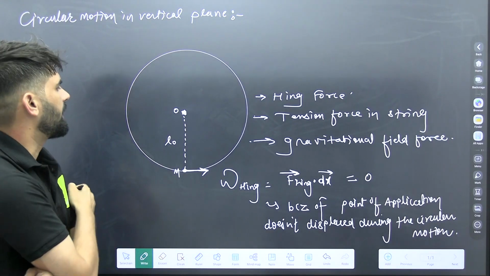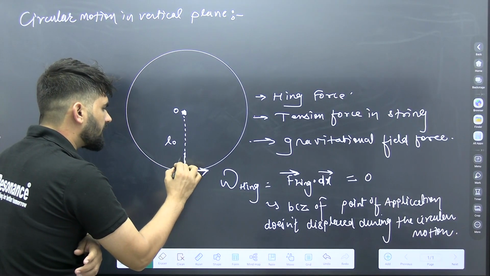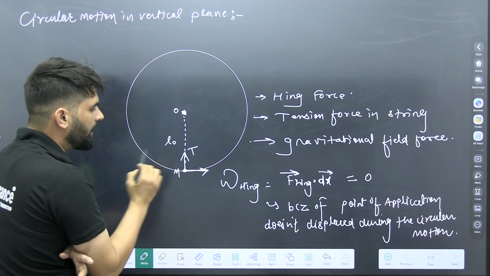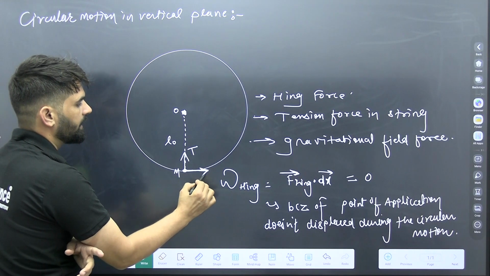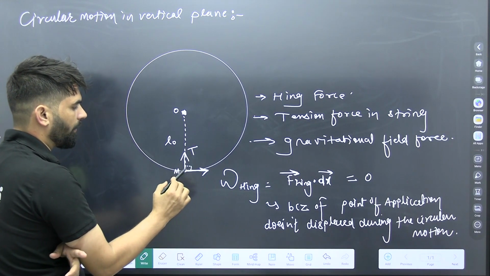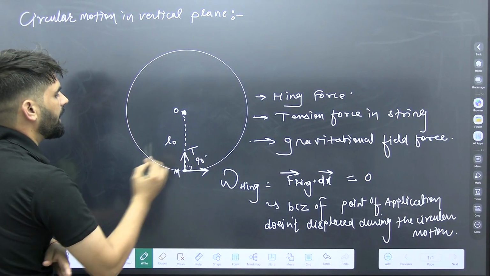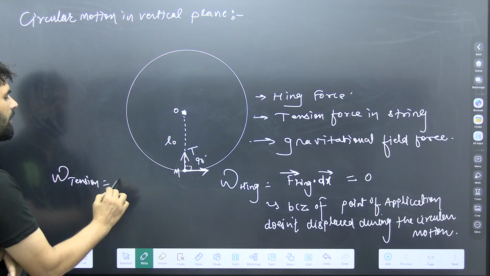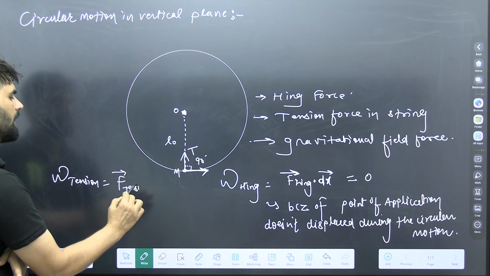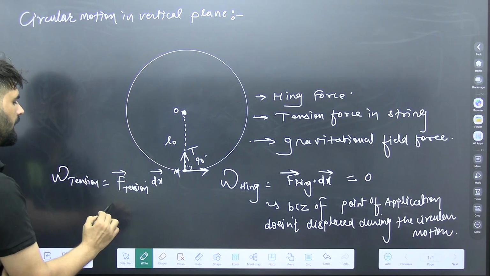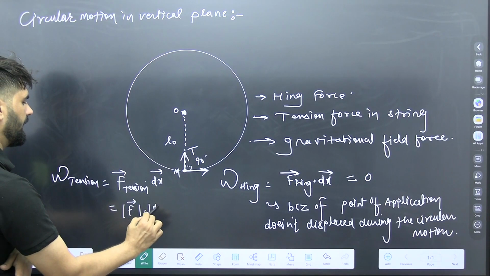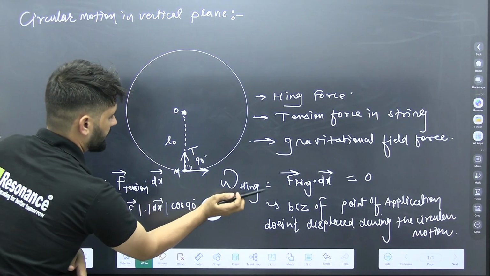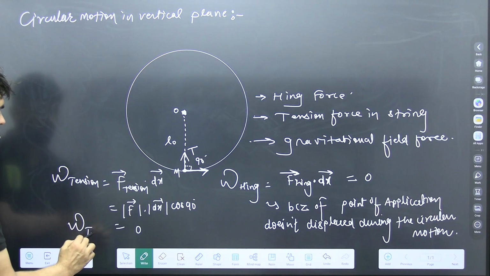Then the second one, work done by tension. Tension is responsible for circular motion, and tension is always perpendicular to the movement of this mass. So the angle between the displacement and the tension force is always 90 degrees. So the work done by the tension force is equal to the tension force dot dx, that is F dx cos 90, and the angle between them always remains 90. So the work done by tension is also zero.